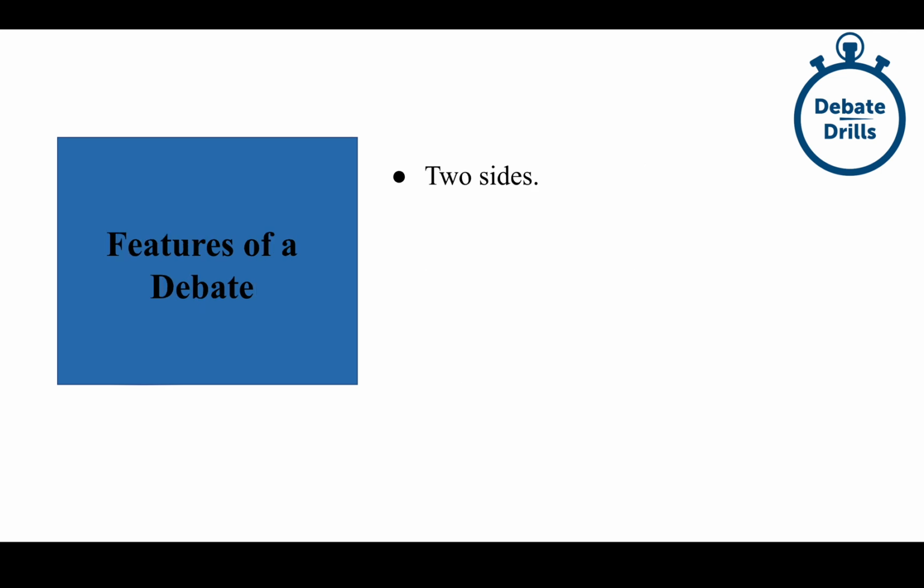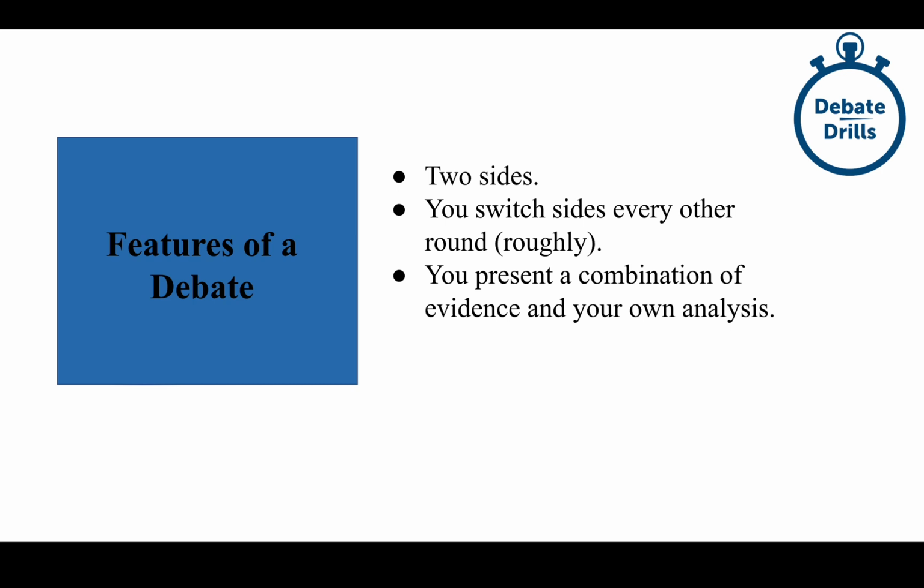So what are some of the features of debate? There are always two sides. It's not one side because, remember, debate is adversarial. Both sides will disagree. You also switch sides roughly every round. So if you are in favor of the resolution one round, it's likely you'll be against the resolution the next. You'll be in favor or against an even number of times in preliminary rounds.